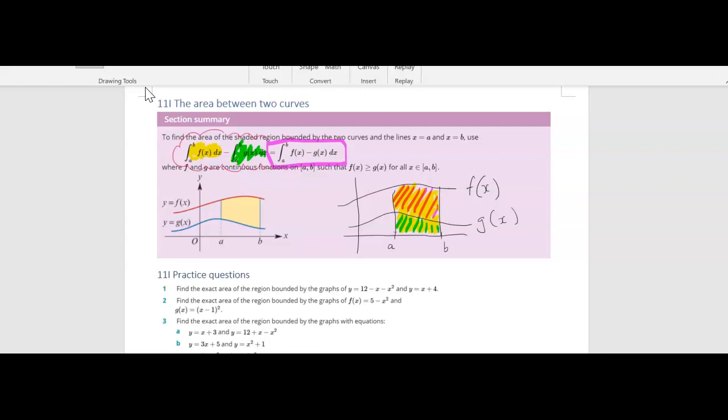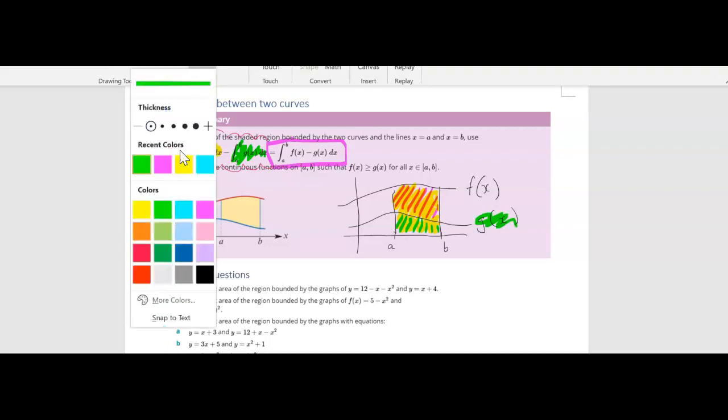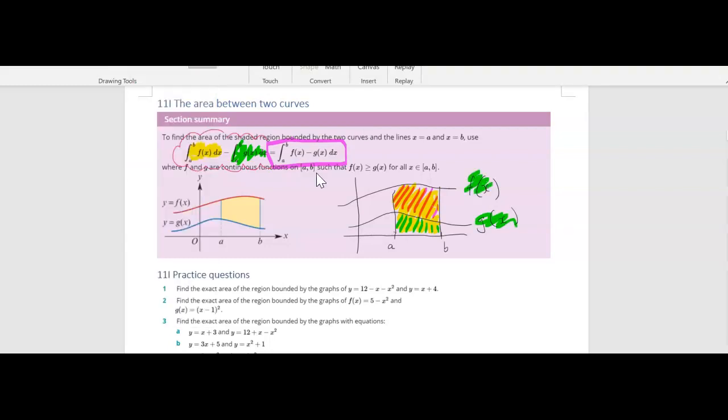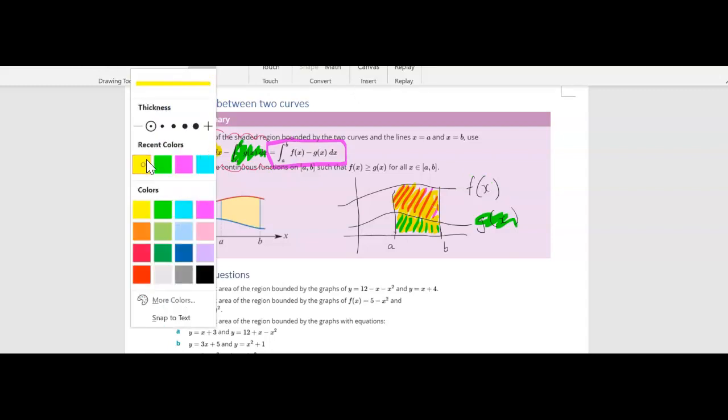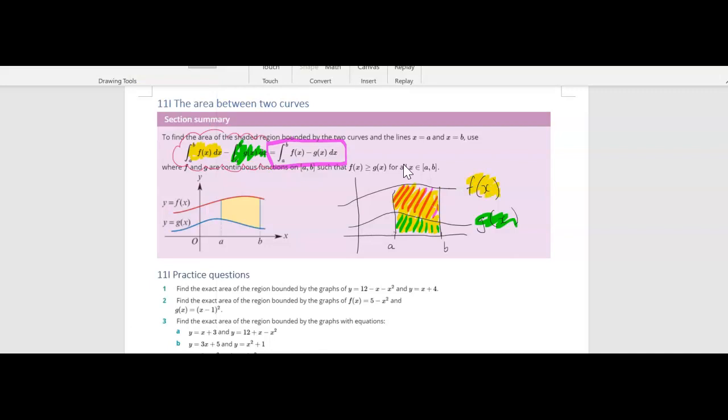We're still working with definite integrals, but basically we're looking at the area between two curves, and you've got to subtract your lower curve, in this case g of x, from the curve that is on top. I chose yellow, guys, come on. So it's the top curve minus the bottom curve.